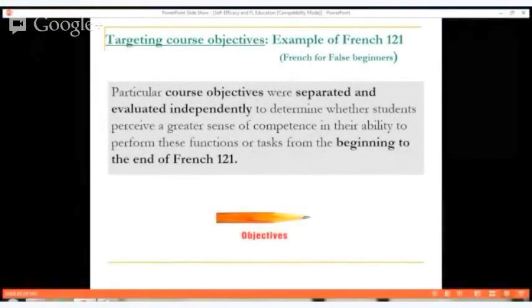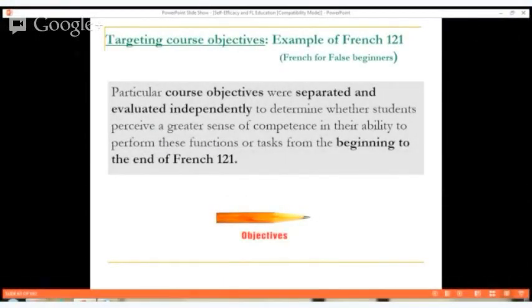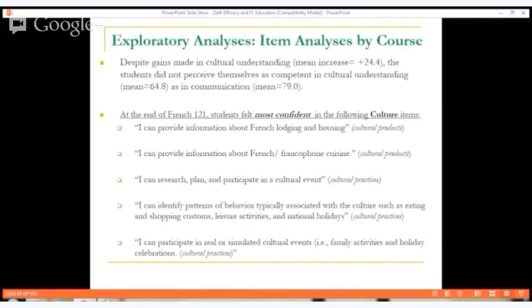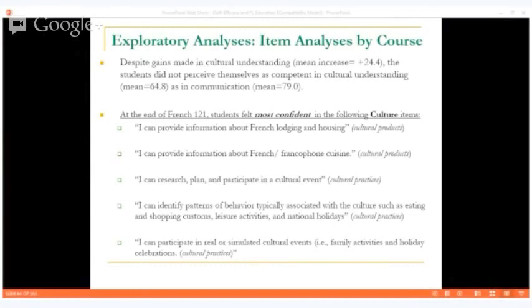Another thing, targeting course objectives, examples of French 121, which is French for false beginners. In addition to looking at cultural perspectives in general at the beginning and at the end, I could also look at the targeted item and evaluate that independently. Let me show you an example. What we found was that there were gains made in cultural understanding. There was a mean increase of 24 points from the beginning to the end of the semester. But they did not perceive themselves as competent in cultural understanding as they did in communication. So this is something we were able to take a look at.